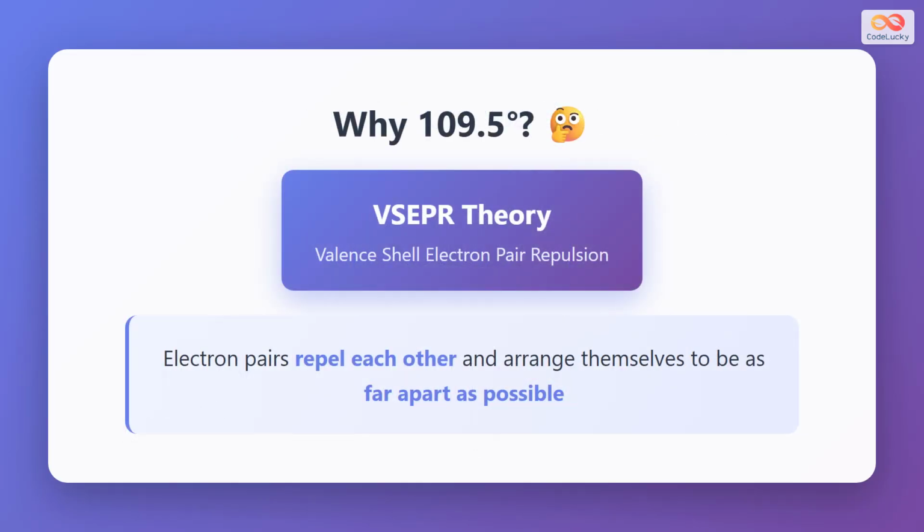The reason behind the 109.5-degree angle lies in VSEPR theory. That's valence shell electron pair repulsion theory. This theory states that electron pairs around a central atom naturally repel each other because they're all negatively charged. To minimize this repulsion, the electron pairs arrange themselves to be as far apart as possible. For four bonds, the farthest apart they can get is at 109.5 degrees, which creates the tetrahedral shape.